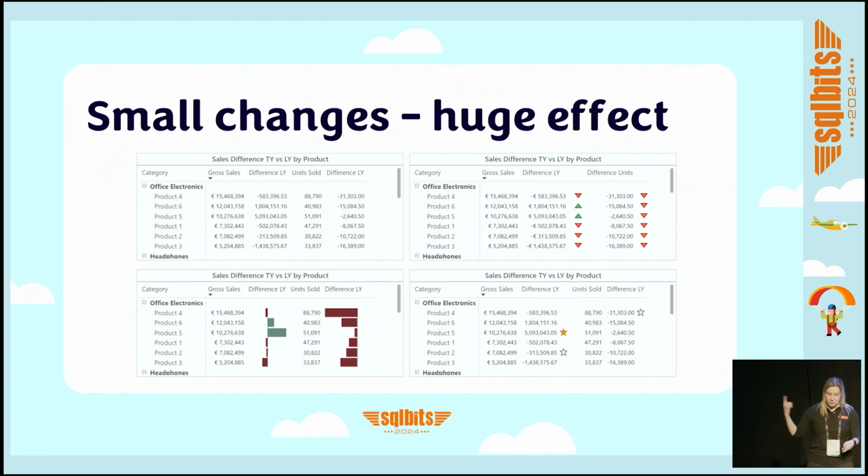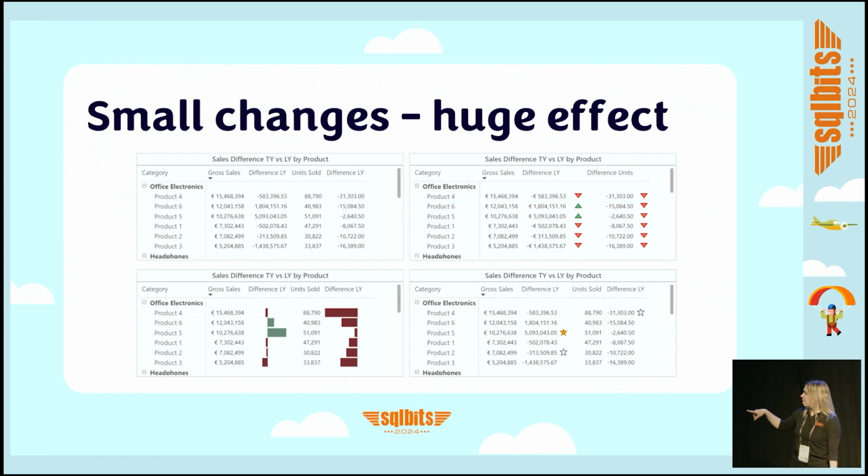Small changes with tables make this huge impact. Same tables. At the top left, you see the basic table, like how we know tables. At the top right, I added the symbols going up and down. Can be helpful, can also be a little bit much. If you have a big table and you put in symbols in every column, it will be really colorful, and then it's getting hard to find stuff anyway.